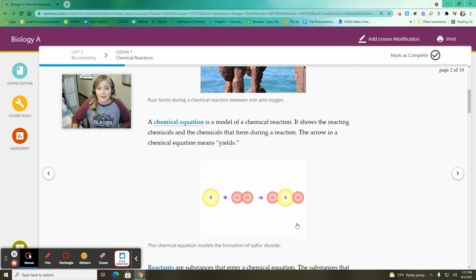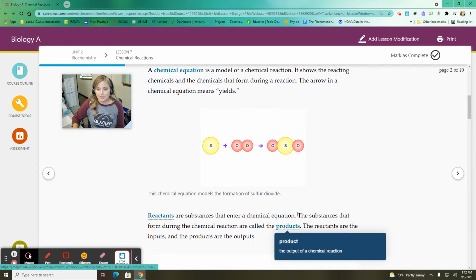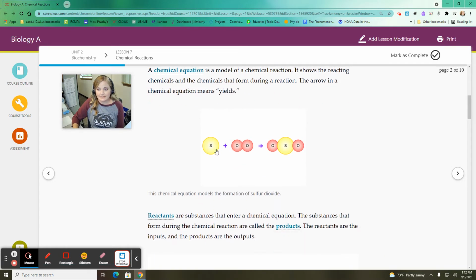We model chemical reactions with something called a chemical equation. In a chemical equation, we have two sides. We have our reactants side, which is on the left, and we have our products side, which is on the right. What joins the reactants to the products is a little arrow, and that arrow means yields. It's giving us something, it's producing something, it is yielding something. That is what that arrow represents.